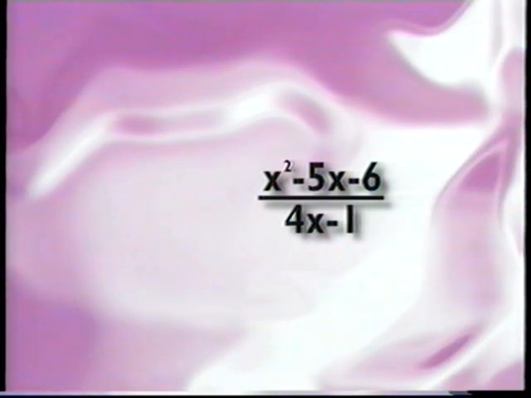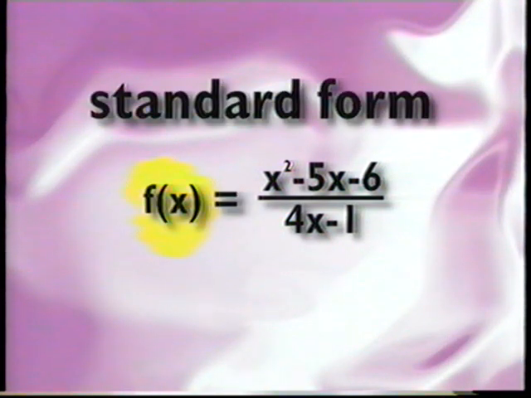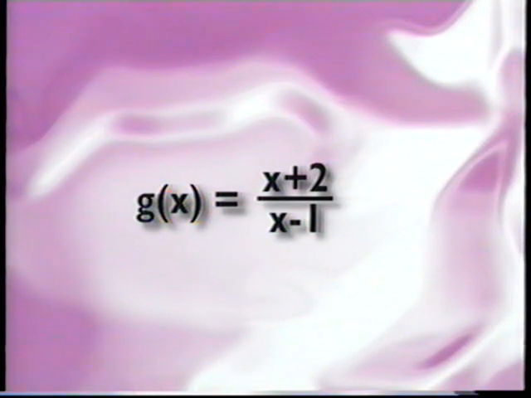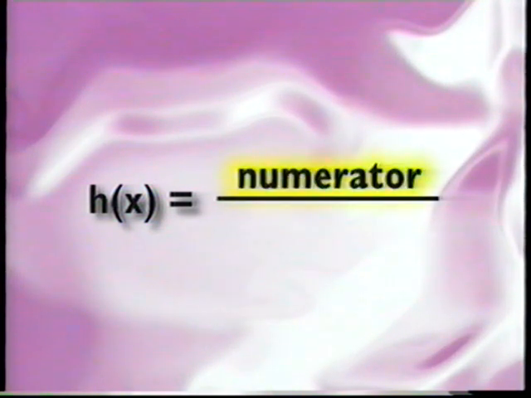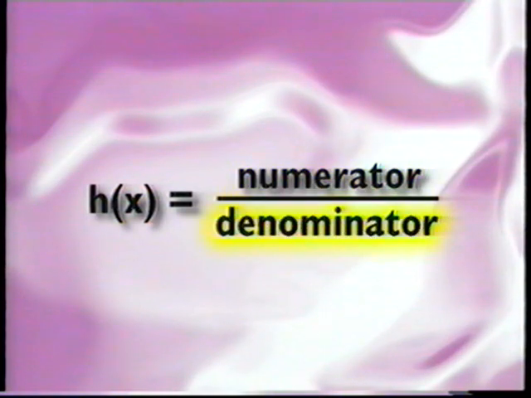To emphasize that this is a function, we need only to put it into standard form by setting it equal to f of x. Some other rational functions are g of x equals x plus 2 over x minus 1, and h of x equals 2x squared plus 5x plus 10 over x squared plus 4x minus 2. Like with numerical fractions, the top of a ratio of polynomials is called the numerator, and the bottom is called the denominator.